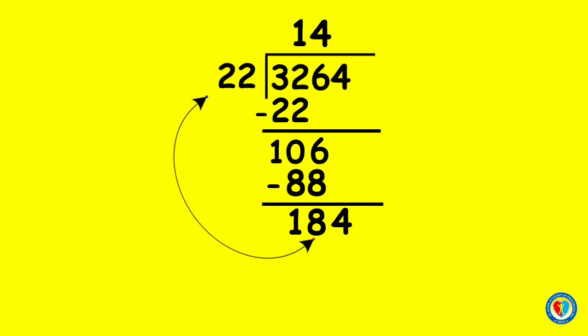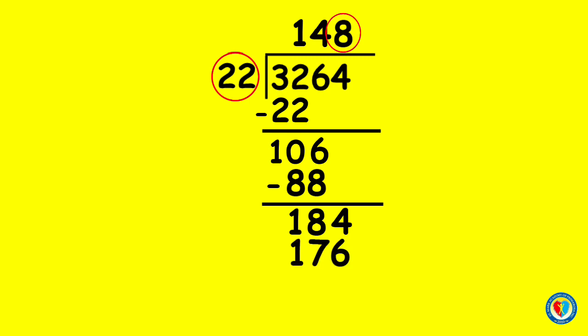Divide 184 by 22. The nearest product of 184 in the table of 22 is 176, as 8 times 22 equals 176. Write 8 above the last digit. Then, multiply 8 times 22 equals 176. Write 176 below the number 184. Next, subtract 176 from 184, which is equal to 8. Now, as there are no more digits to bring down, we have finished our division.